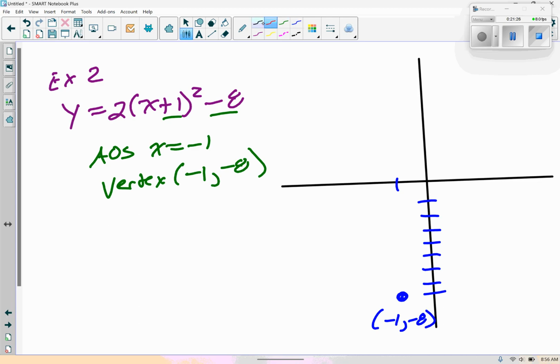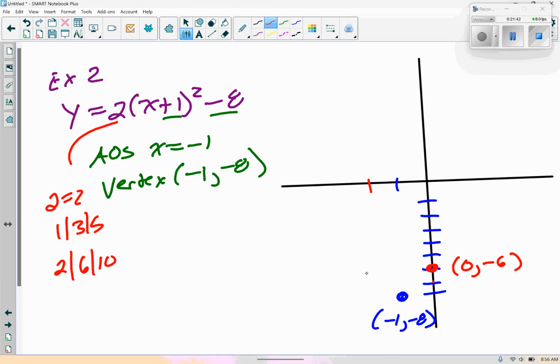Our pattern graph, our a value is 2. So our pattern graph is not going to be 1, 3, 5. It's going to be multiplied by 2: 2, 6, and 10. So if I go right 1 up 2, that takes me to 0, add 2 to negative 8, to get negative 6. Negative 2, negative 6. And then if I go right 1 up 6, I get to right there. Left 1 up 6, I get to right there.